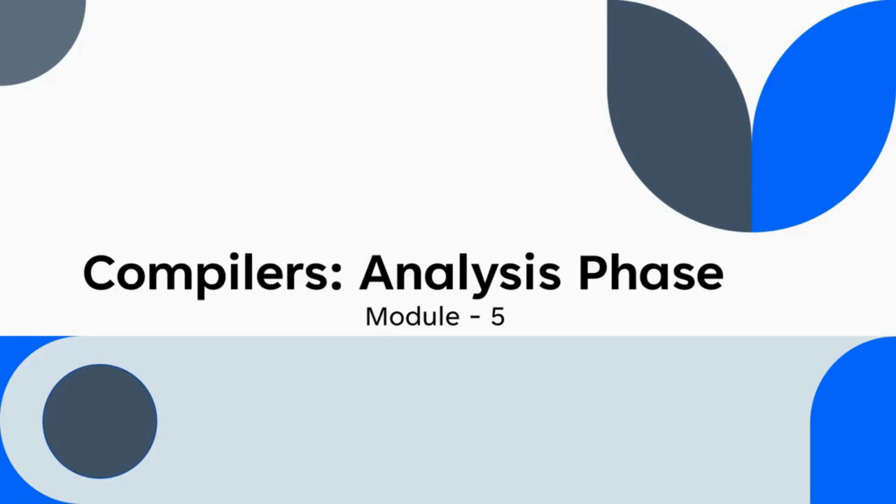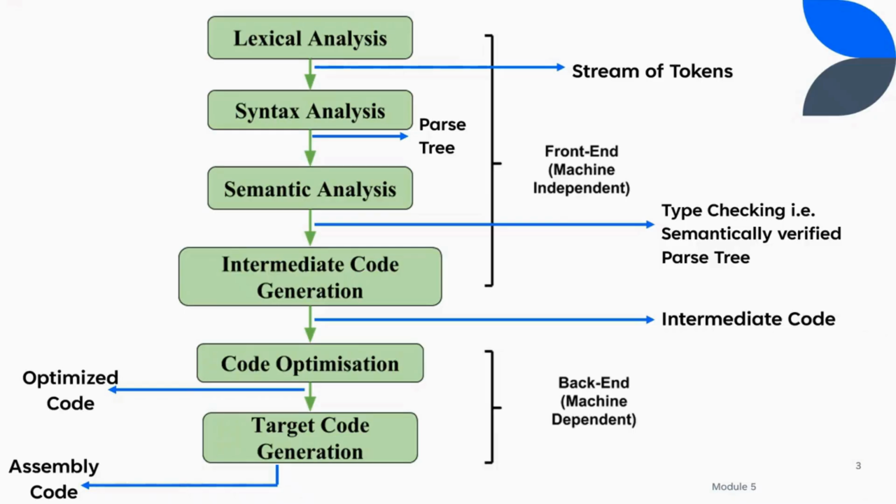We have already completed two videos on the fifth module, that is Compilers and Analysis phase. In the previous module, I completed the analysis phase, which constituted four steps, that is lexical analysis, syntax analysis, semantic analysis, and intermediate code generation.